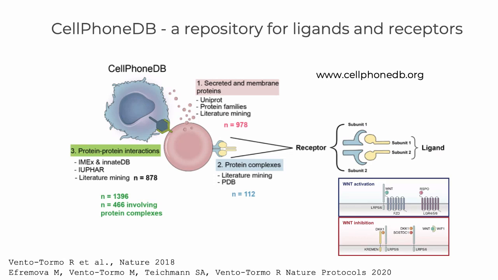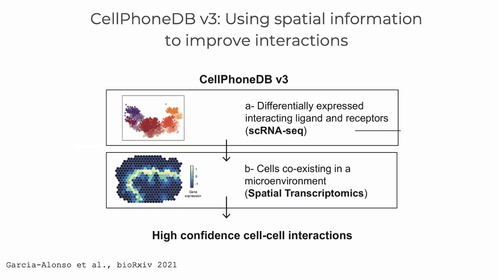Basically, we look for ligands and receptors in the single cell data, and we do random shuffling to look for specific interactions. Moving forward, our team continues developing CellPhoneDB, and we have recently integrated these predictions with spatial transcriptomics data, where we consider that cells in the same microenvironment give us the opportunity to improve our interactions.